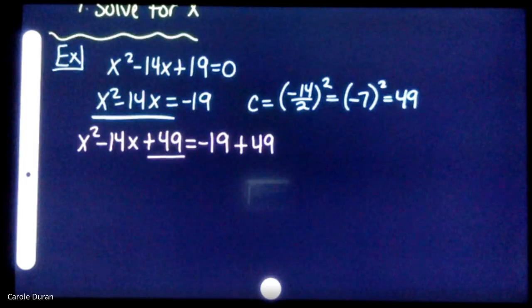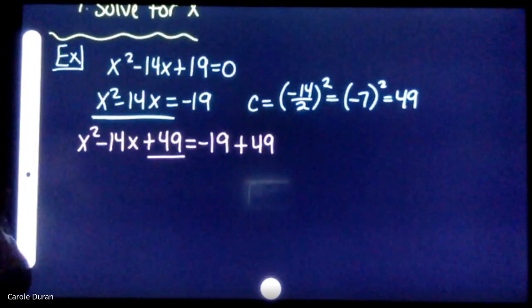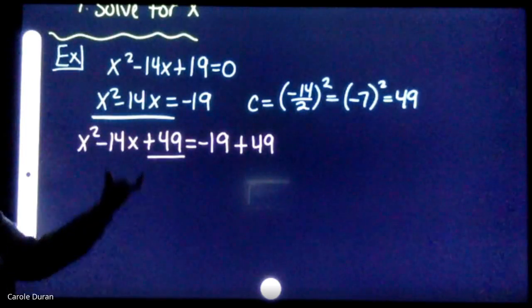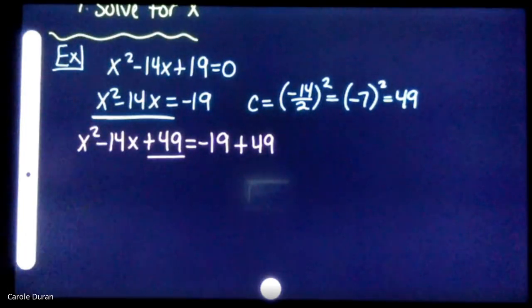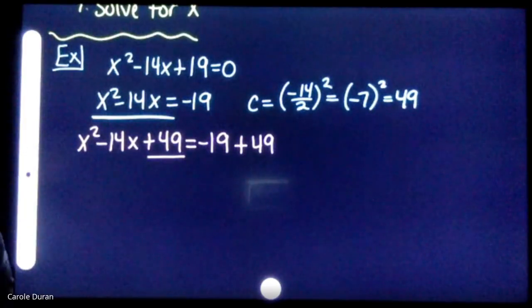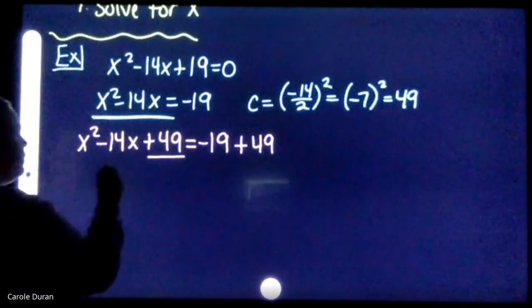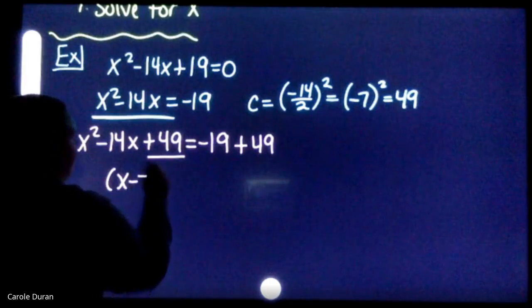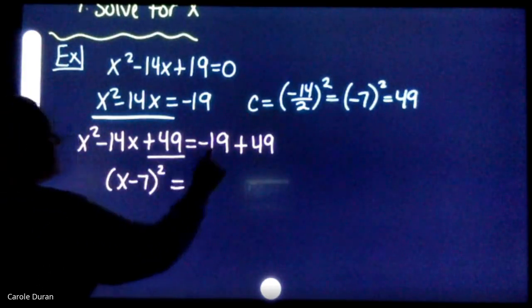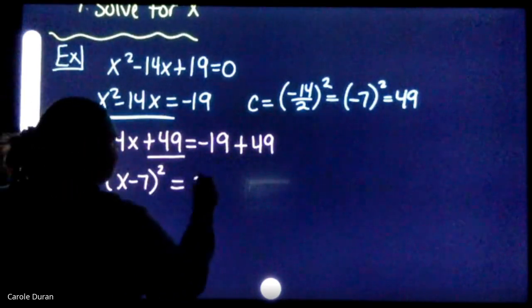Step 5 is to write the left side as a binomial squared. I know I can do that because this is a perfect square trinomial. So just like on the first problems that we did, this is going to factor into x minus 7 times x minus 7, which I can just write as x minus 7 squared equals negative 19 plus 49 is 30.